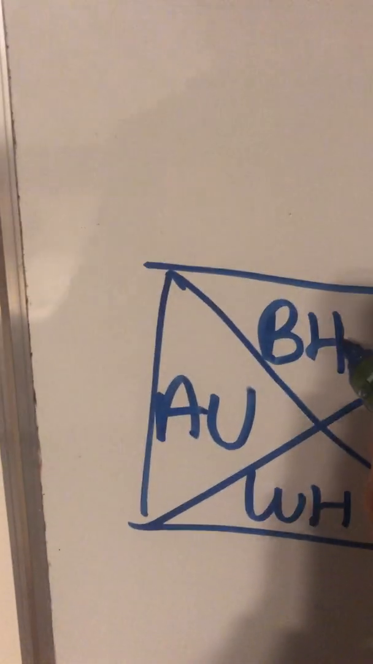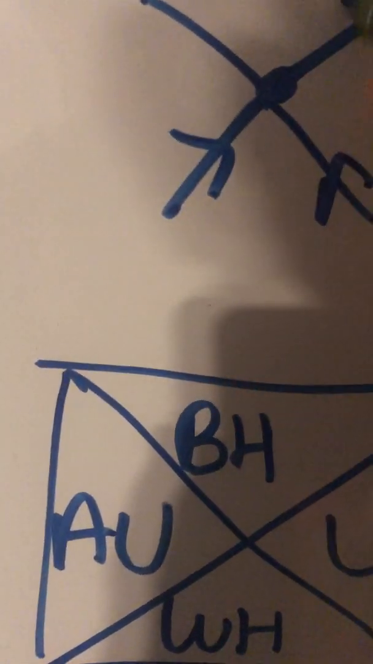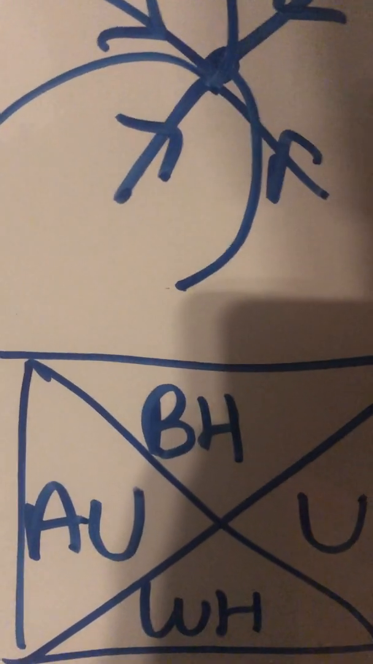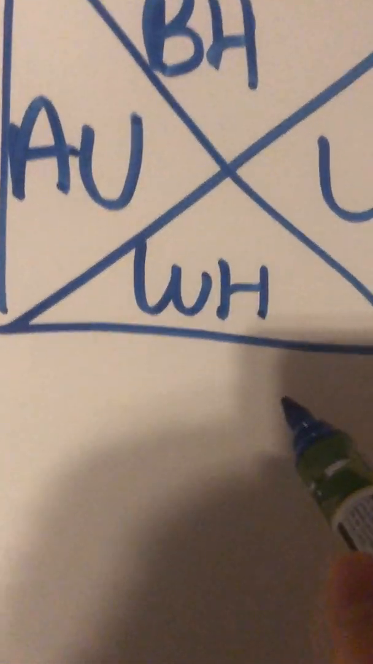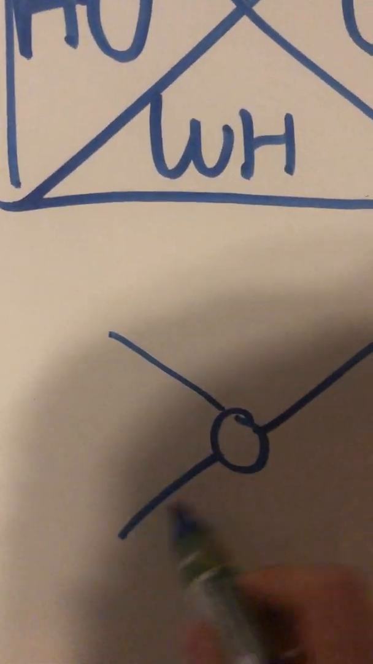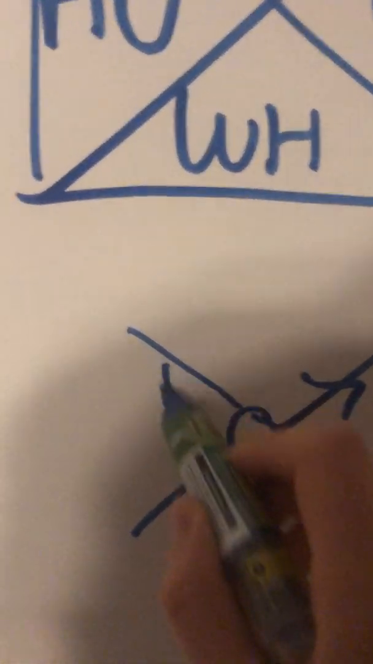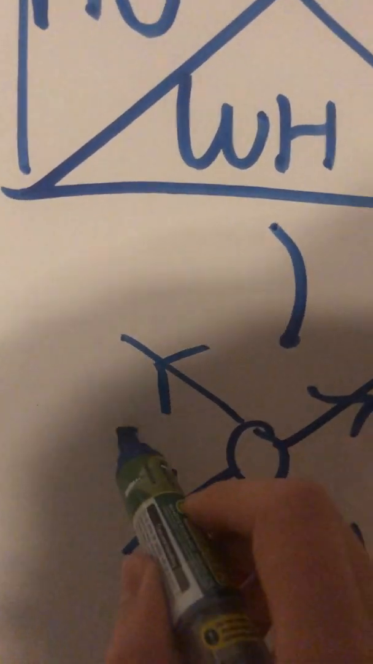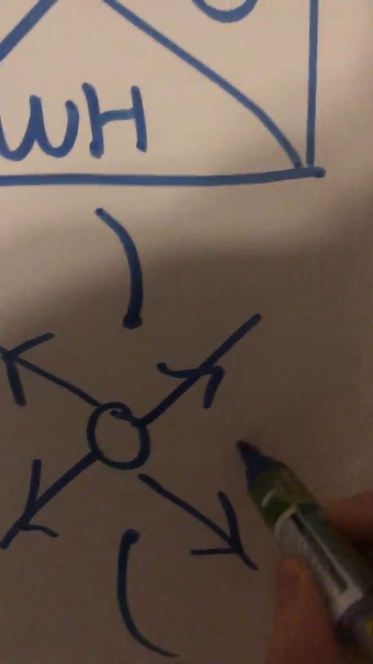So you can think of a black hole as a point of convergence. That means no matter where you exist relative to this point, you're going to converge to it. And you can think of a white hole as a point of divergence. So no matter where you exist relative to this point, you're going to diverge from it.